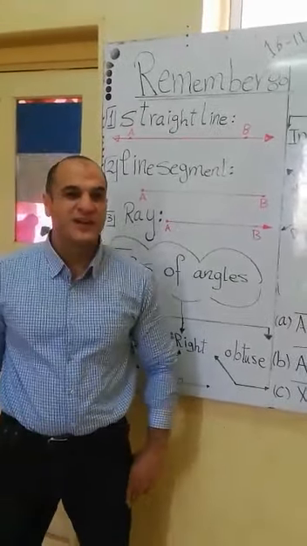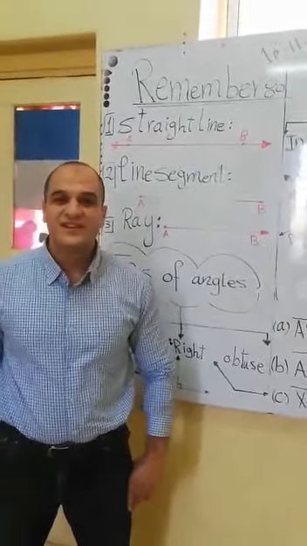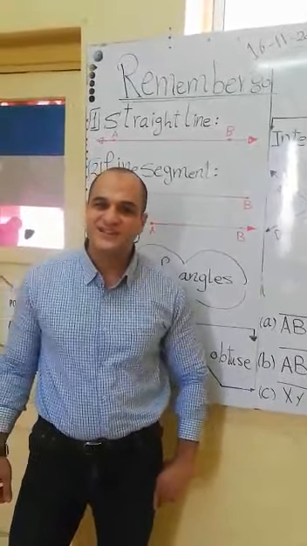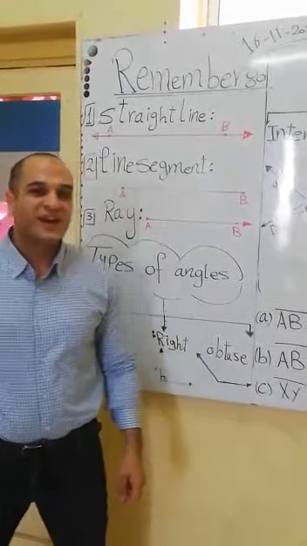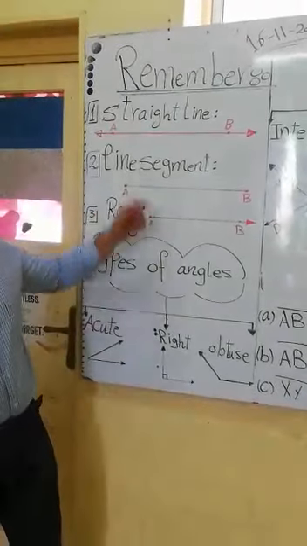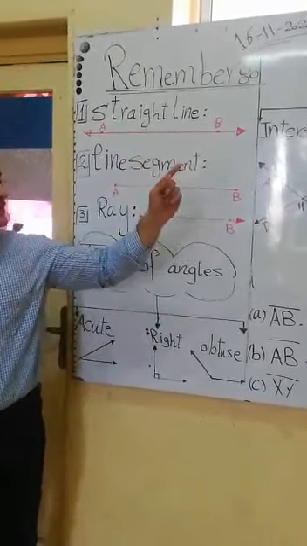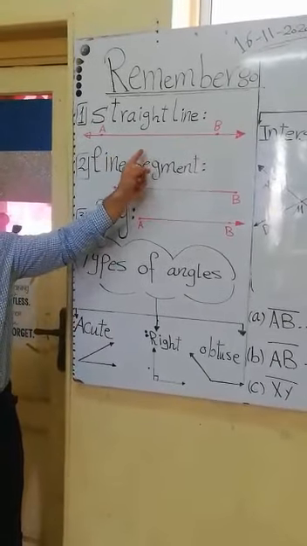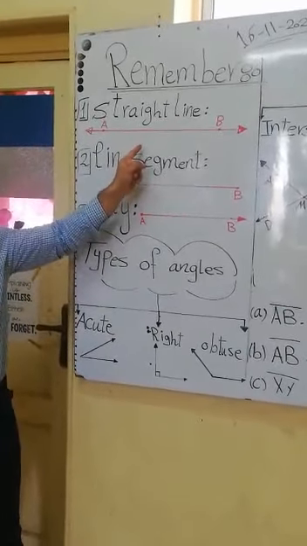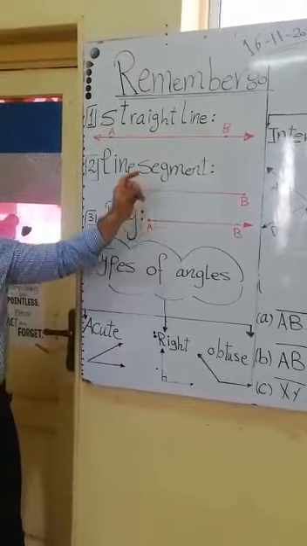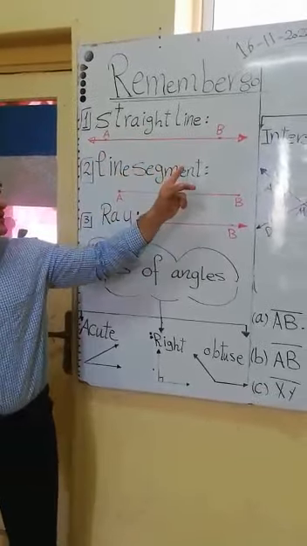Today we are going to learn the relation between two straight lines. At the beginning, we studied straight lines before. What is the meaning of a straight line? A straight line has no start or end points. No starting or end points.